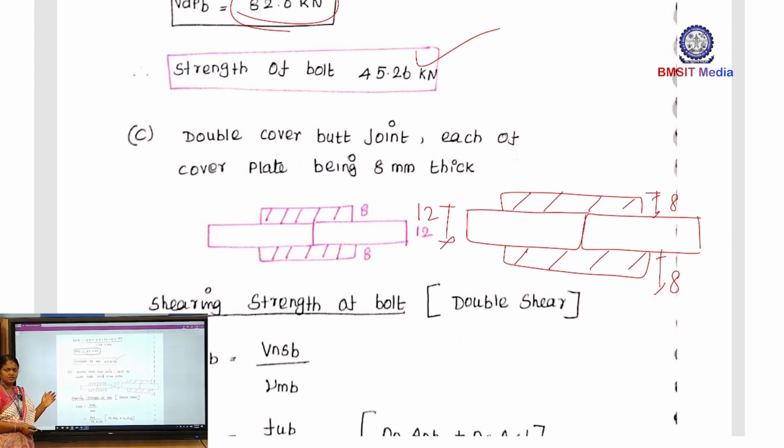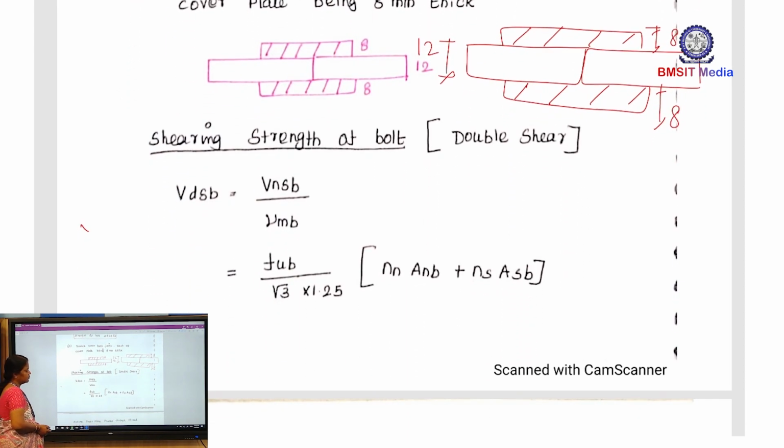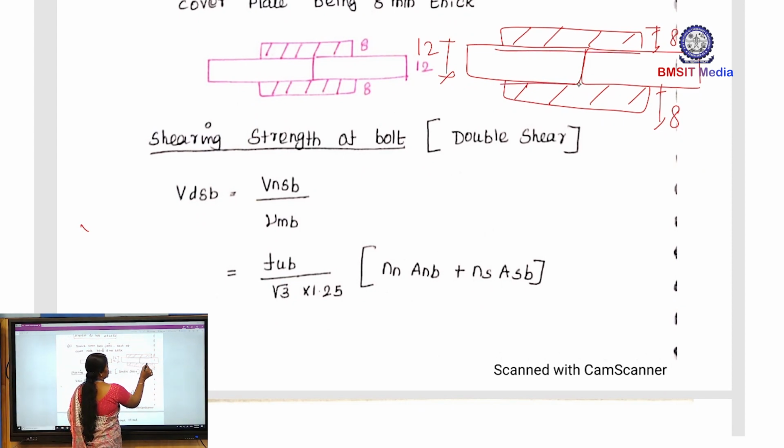As usual, for finding the strength of one bolt, first we have to calculate the shear strength of the bolt. So, here how many contact surfaces are there? One is this one, another one is this. This is the shear plane, and this is another shear plane. So, here the number of shear planes equals 2.